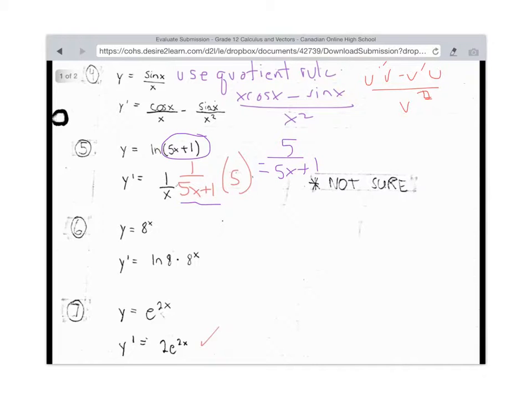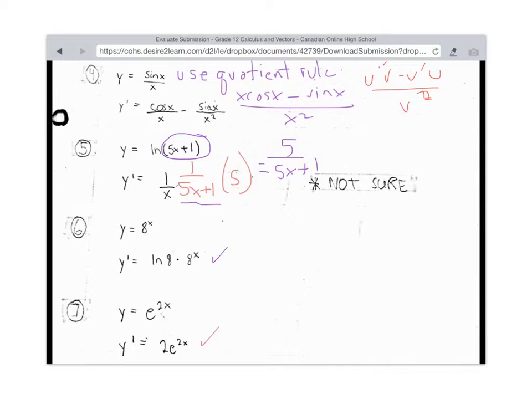Number 6 is correct. Those ones follow the same format all the time with the exponential derivatives. So ln a times a to the x is the general form of that. And 7 is good. That's an exponential e to the x with a chain rule thrown in because it's e to the 2x, and you handled that perfectly.